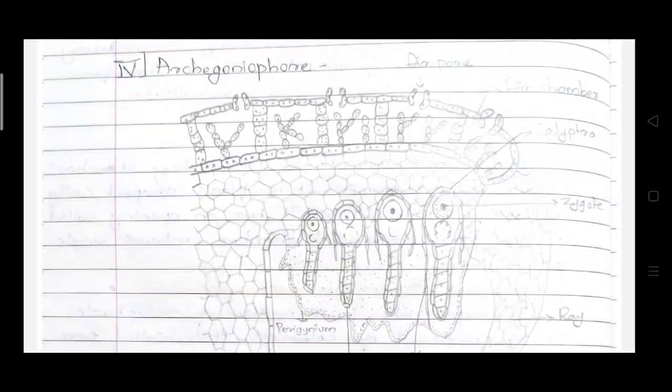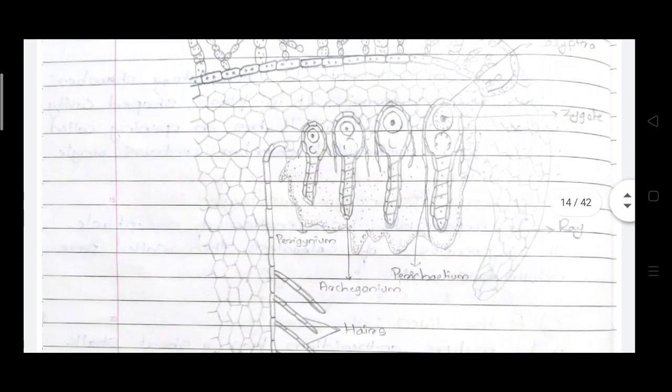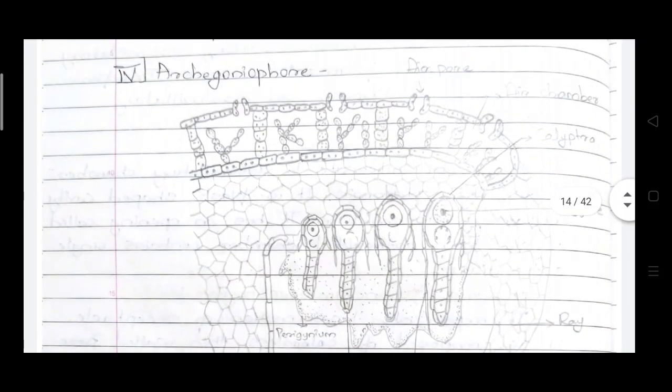Hello students, let's continue with the Archegoniophore. In the previous video, we discussed the Archegoniophore. So, what is Archegoniophore? This Archegoniophore is produced on the female thallus. So, this is the structure.